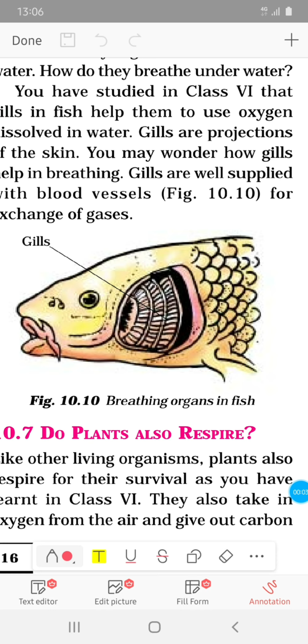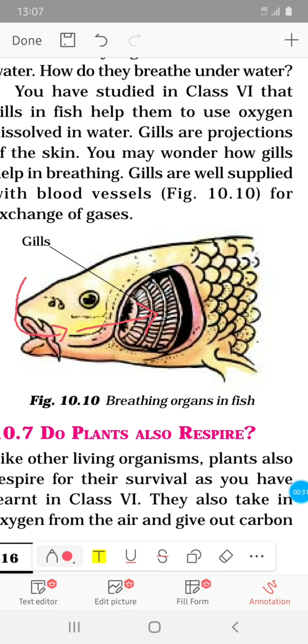There are many organisms which live in water. How do they breathe underwater? You have studied in class 6 that gills in fish help them to use oxygen dissolved in water. Gills are projections of the skin. You may wonder how gills help in breathing. Actually, the water the fish take in through their mouth passes through the gills.